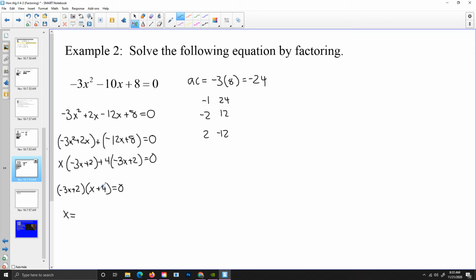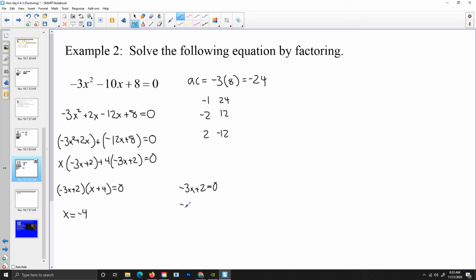In the second factor, we clearly see that negative 4 is going to make it equal to 0, but this first factor is not quite as clear. If you're having difficulties, all you have to do is set that factor equal to 0. So negative 3x plus 2 equals 0, because that's what we're doing. We're saying, what x value makes this expression equal to 0?